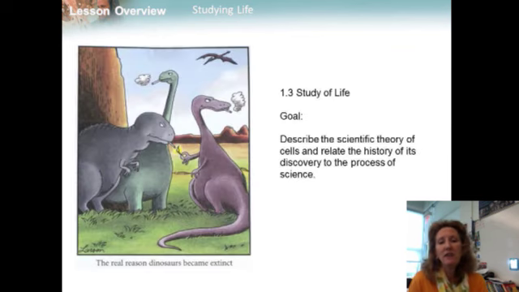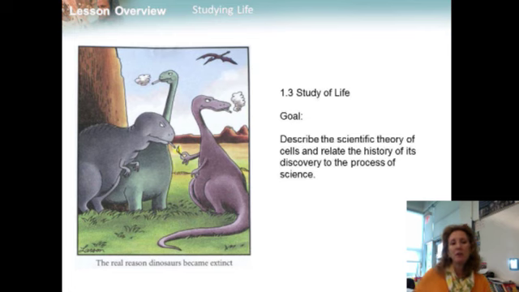Let's move on. The goal of today's lessons is to be able to describe the scientific theory of cells and relate the history of its discovery to the process of science. It's a very general, broad goal, and we'll be focusing on that a lot more in our year here. But right now we're just giving a brief overview.